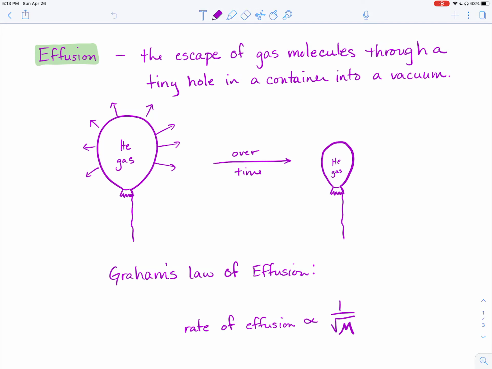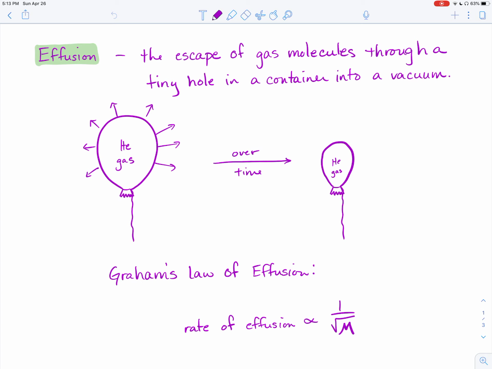In this video, we're going to look at the process of effusion. This is a form of diffusion, except this is actually defined as the escape of a gas molecule through a tiny hole in a container and moving to the outside of that container, sometimes in a vacuum, and sometimes into other mixtures of gases.